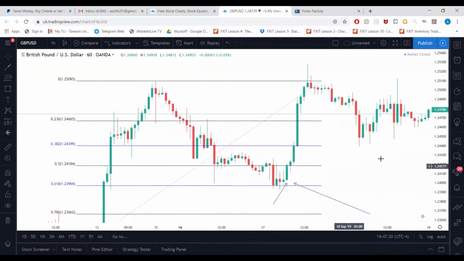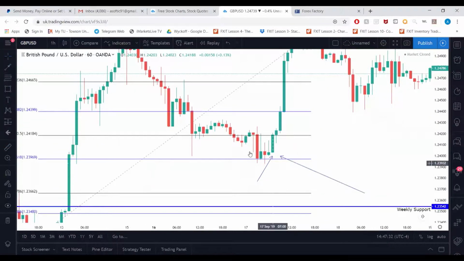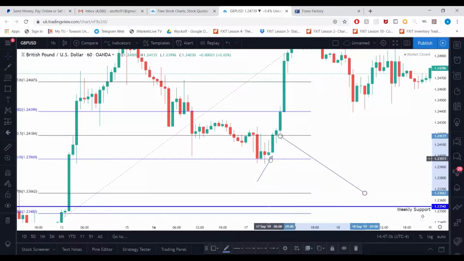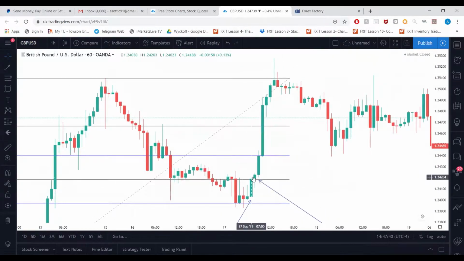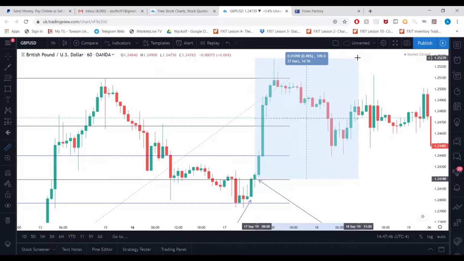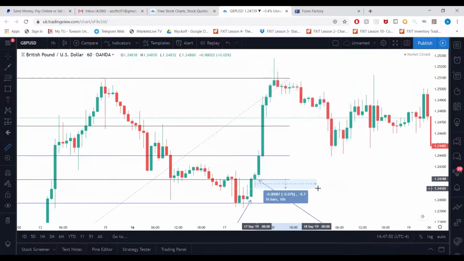32 pips. So you don't enter on that. You wait. So even if you're more conservative, you don't enter on this candle. You can enter right there on the next one. And let's say you entered right there. You still get the full potential of 108 pips with a drawdown of only 8 pips.